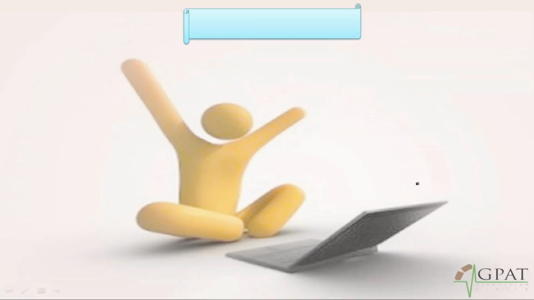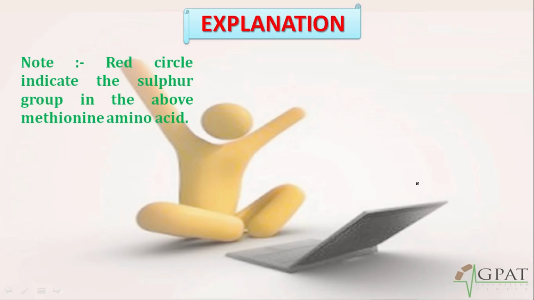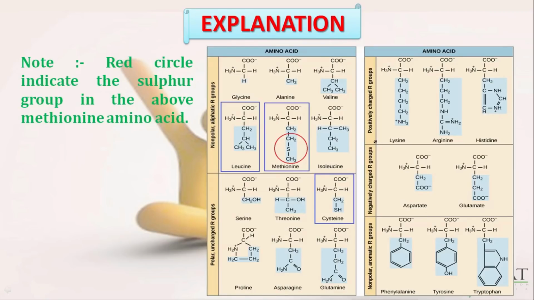So let's discuss with the help of the explanation. Here we have a diagrammatic representation showing the sulfur present in the structure of methionine. So it is a sulfur containing amino acid, where the amino acids are classified based on non-polarity, polarity, aromatic, or relative charge. So these are some amino acids based on their polarity, non-polarity, or aromatic groups. So methionine is the sulfur containing amino acid.